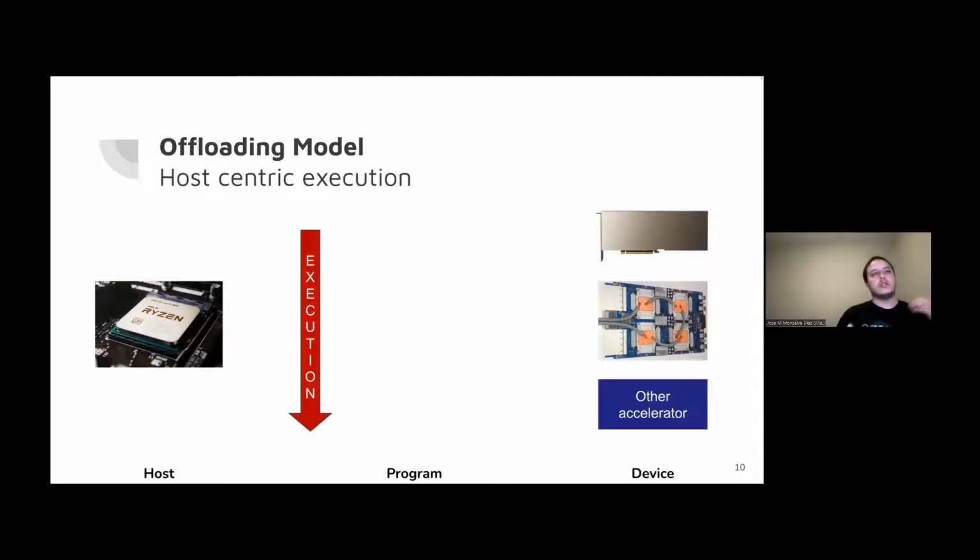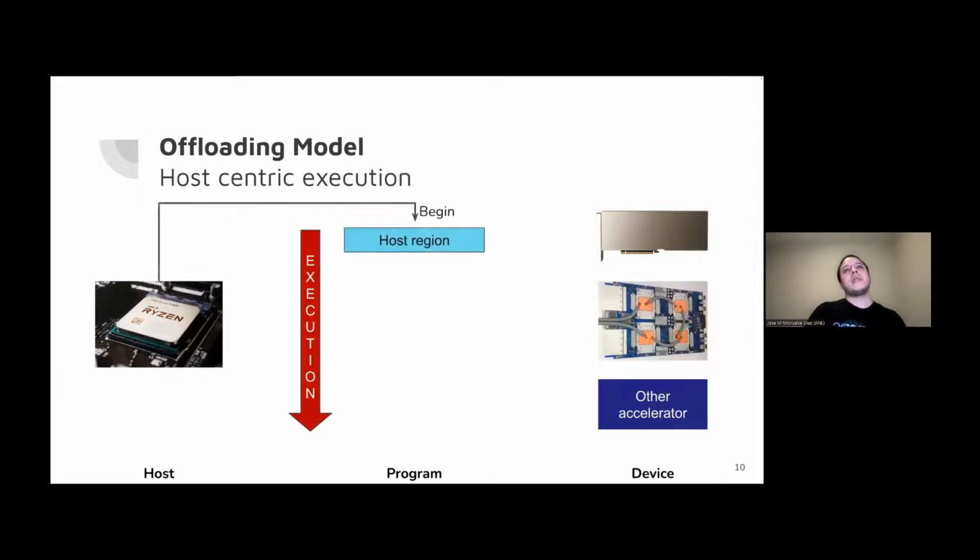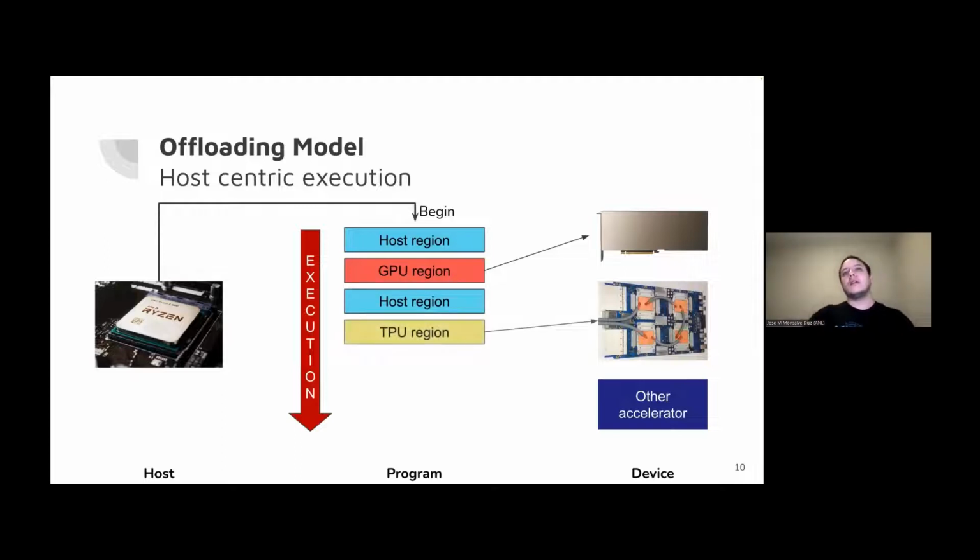So the execution of the host is going to begin. The execution will begin with a host region. The host region will eventually result in a GPU region or a device region that will offload the execution of that particular segment of code into the GPU. Then we can go back to a host region that can later on offload execution to a TPU region.